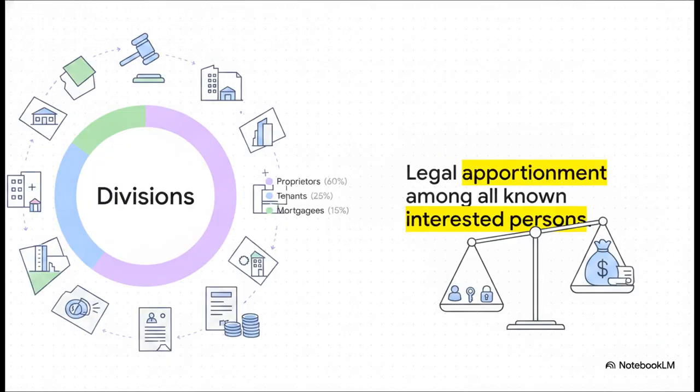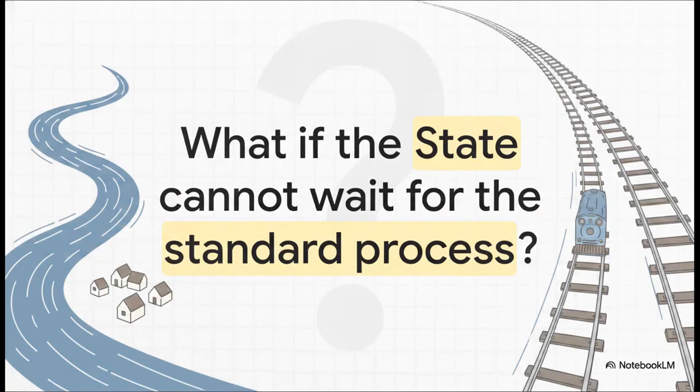Once you have that total final compensation figure locked in, it has to be legally apportioned, basically slicing up the pie. It gets divided among all known interested persons based on their respective ownership and tenant rights. So the funds might be split up between primary proprietors, long-term tenants, and any mortgagees who happen to hold liens against the property. But let's pause for a second and think about a real-world field scenario.